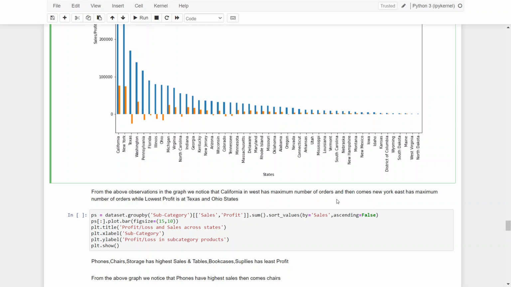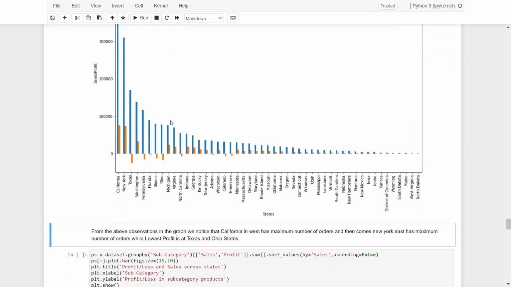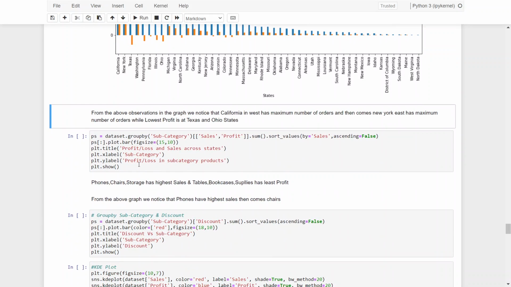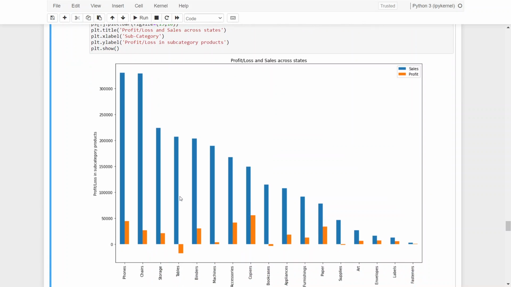From the above observations, the graph, we can notice that California in the west has the maximum number of orders, then comes New York, while the lowest profit is in the Texas and Ohio states. You can see this is Ohio, and the profit is running in the loss. After that, I'm going to plot a graph once again for your visualization. That is profit, loss, sales across the states.